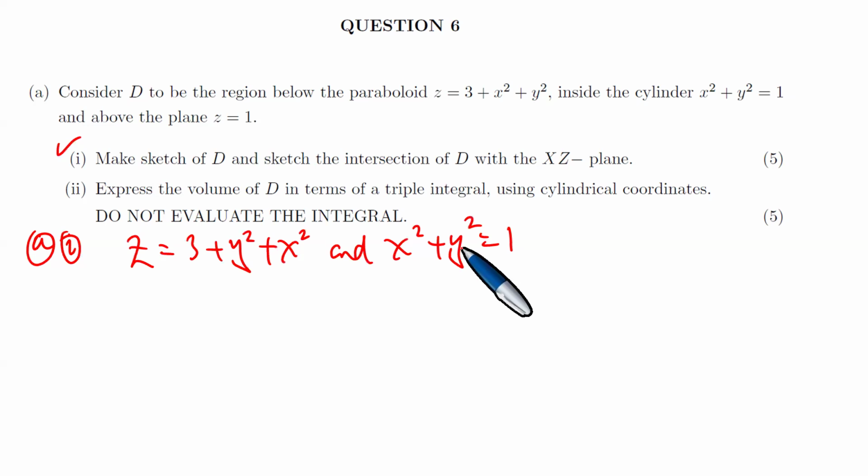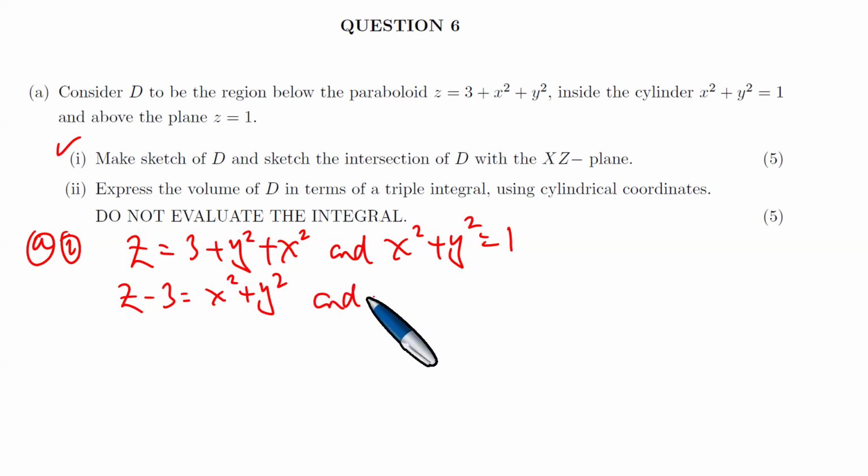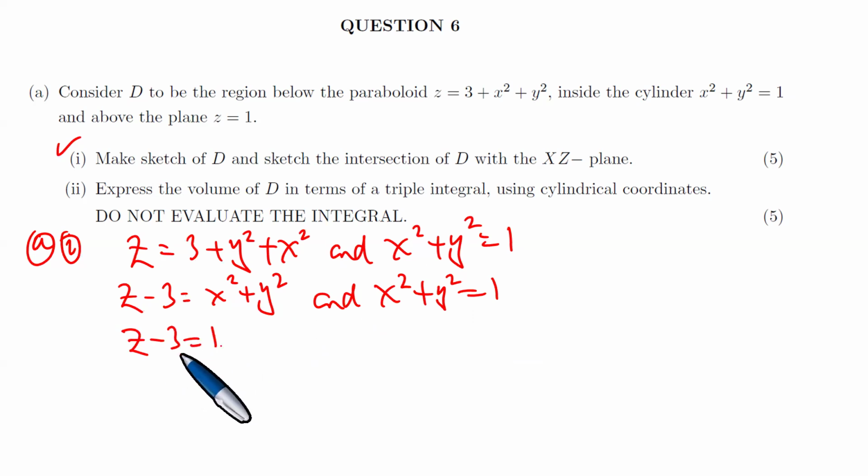This is the case. Here you can write z minus 3 is x squared plus y squared. Okay, we transpose the minus 3 to the other side and we have x squared plus y squared there. But we do not forget that the x squared plus y squared itself is 1, so that we can substitute it here and have z minus 3 equals 1. Right, and this means z equals 4. Okay, take note of that.